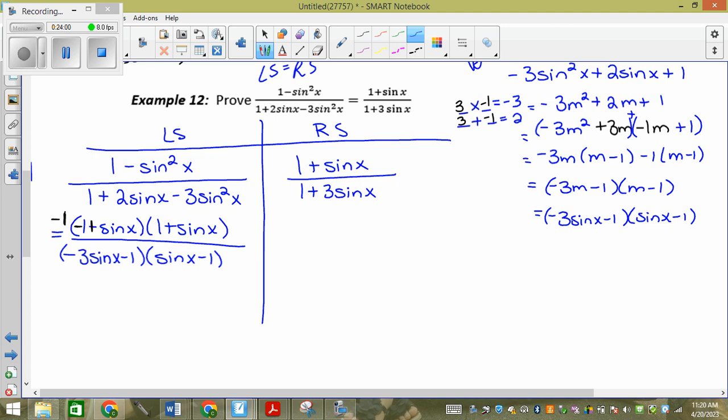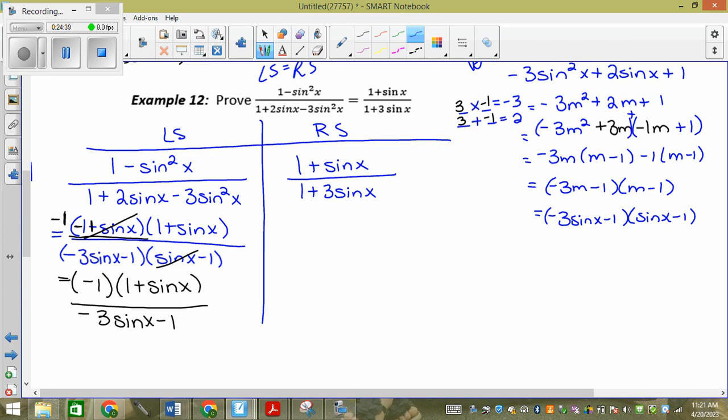So I would like to draw your attention here for a second. If I want to say that these two match, they don't. I have to take a negative 1, because this is a positive 1 and a negative sine x, and this is a positive sine x and a negative 1. So I actually have to take a negative 1 out of this bracket. Then it turns into a negative 1 and a positive sine x, and then they can cancel. So then I'm left with negative 1 plus sine x over negative 3 sine x minus 1.